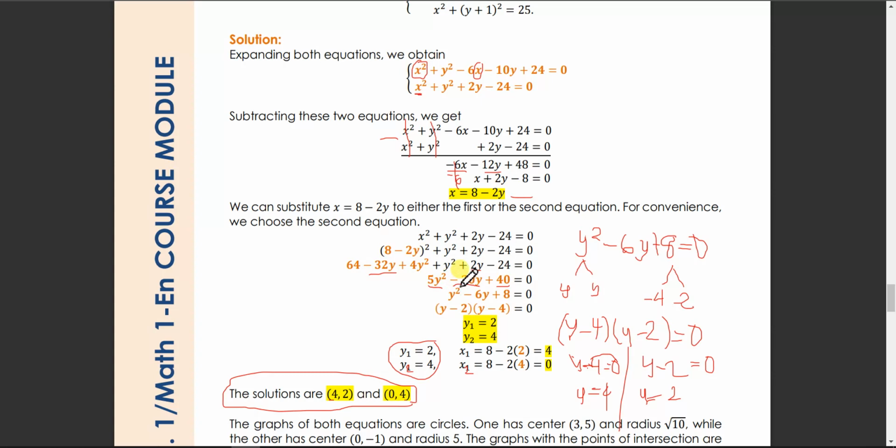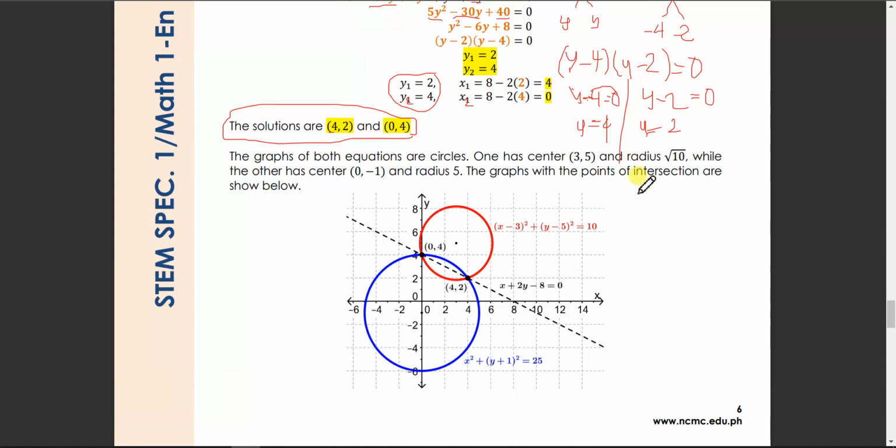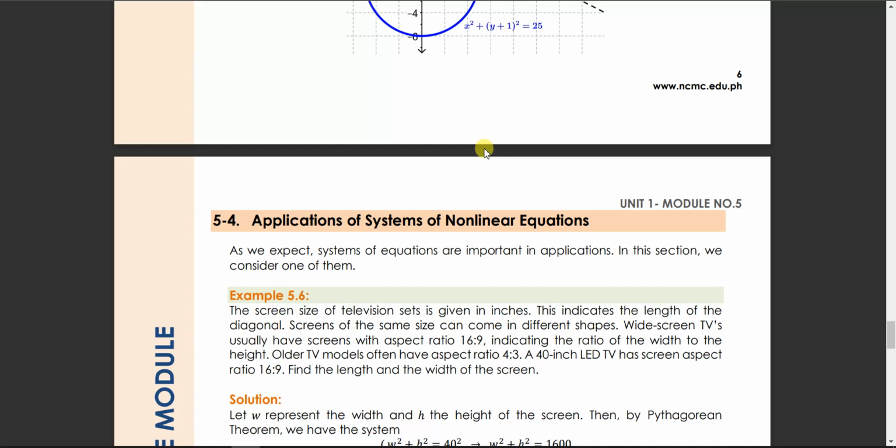The graphs of these two are circles, with radii square root of 10 and 5. So we have this radius, square root of 10 and 5. In the graph, they intersect at two points, since there are two solutions.